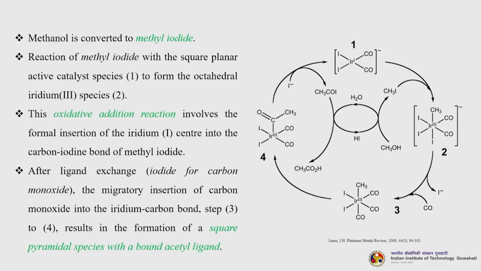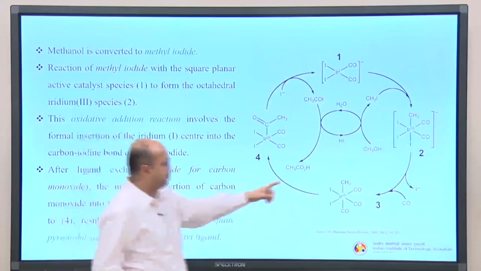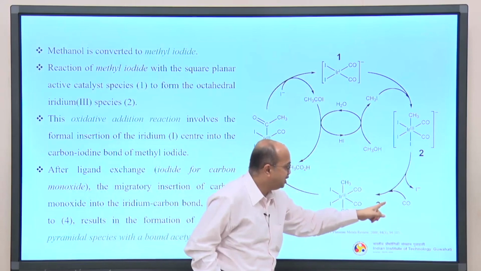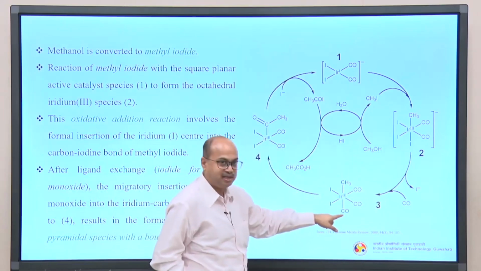The reaction of methyl iodide with the square planar active catalyst species 1, with iridium in the center, forms an octahedral iridium 3 species in section 2, you can say here. Again, you can see that Ir(III). Now, the next is this oxidative addition reaction, which involves the formal insertion of the iridium center into the carbon iodine bond of the methyl iodide. After the ligand exchange, that means iodine for carbon monoxide, in the next phase iodine is getting replaced with a carbon monoxide. You can see that one more carbon monoxide is coming here.